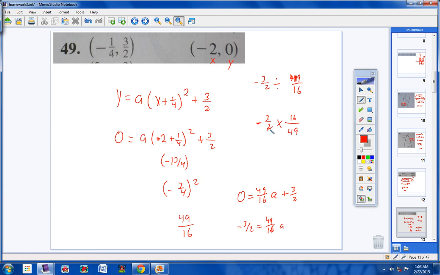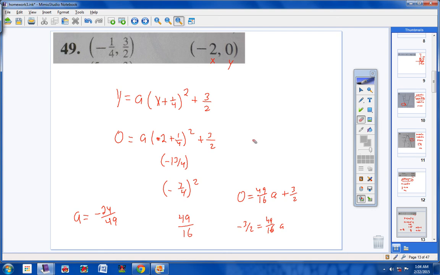Well, let's see. 2 would cancel into 16 8 times. Leaving me with negative 16 over 49. No, I'm sorry, negative 24. Negative 24 over 49. So a equals negative 24 over 49. Now I'm trying to think if that can be reduced, but I'm pretty sure that it can't be. So 24 divided by 49, yeah, it cannot be reduced. So a equals negative 24 over 49.